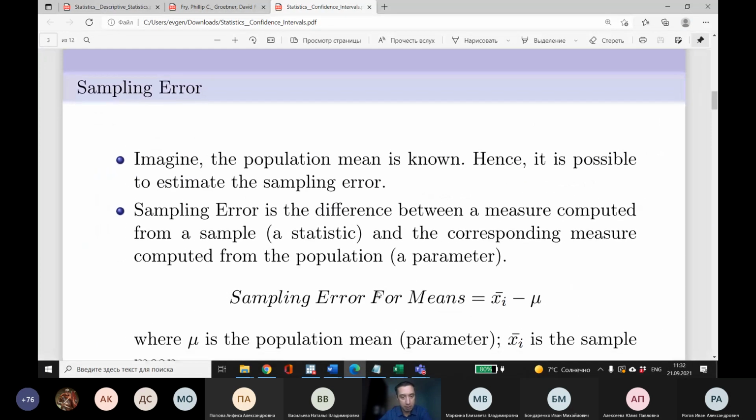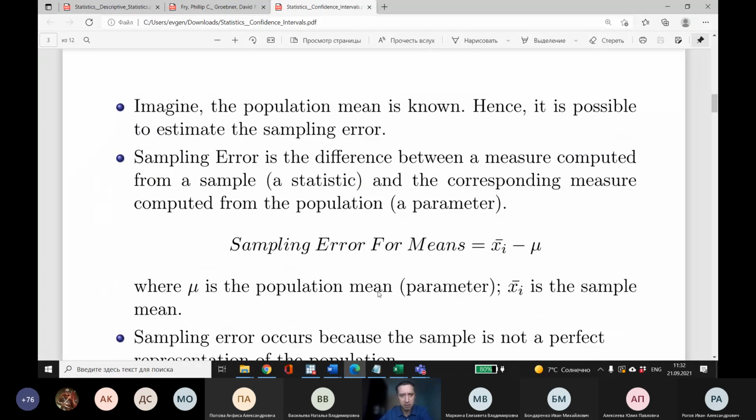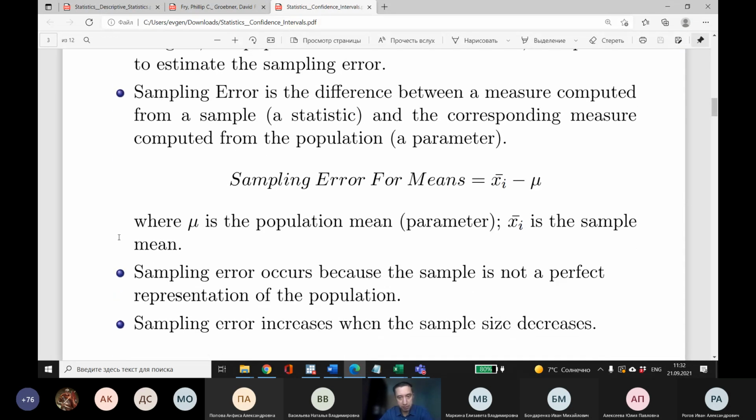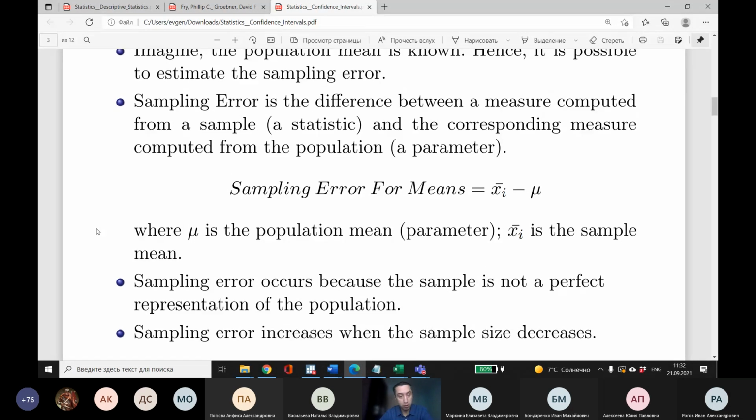First, we should learn about sampling error. Sampling error is very, very simple. Please don't read this slide. Look at this formula. Sampling error is a simple difference between my sample average and the population average. So sampling error occurs because the sample isn't a perfect representation of the population. It is apparent. Moreover, sampling error increases when the sample size decreases.